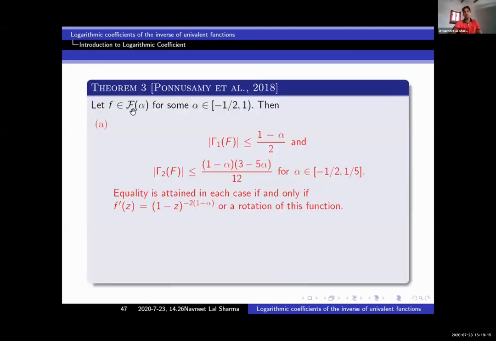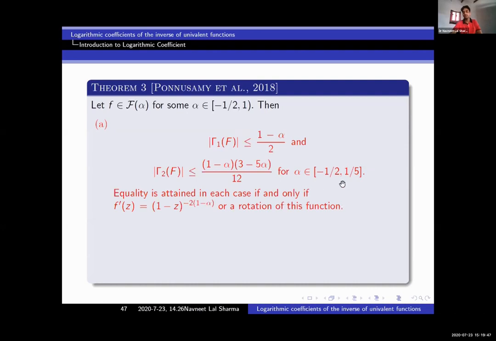If f is in the class F alpha, then modulus of capital gamma 1 is less than or equal to (1 minus alpha) by 2, and this result holds for all alpha in this range. But if we are finding the second inverse logarithmic coefficient bound, then it is bounded by this quantity, but only when alpha lies in this range, minus half to 1 by 5, but we can see here our alpha belongs to minus half to 1.